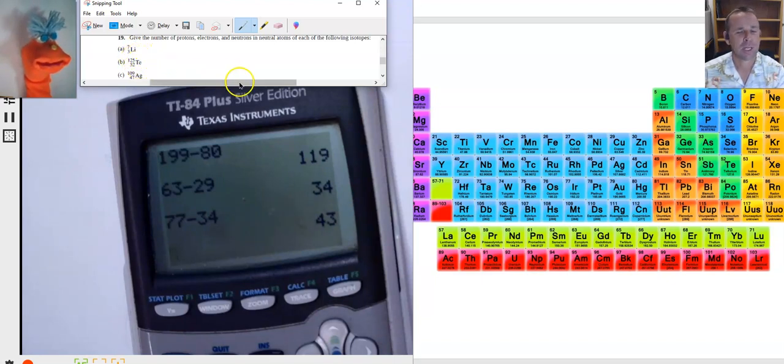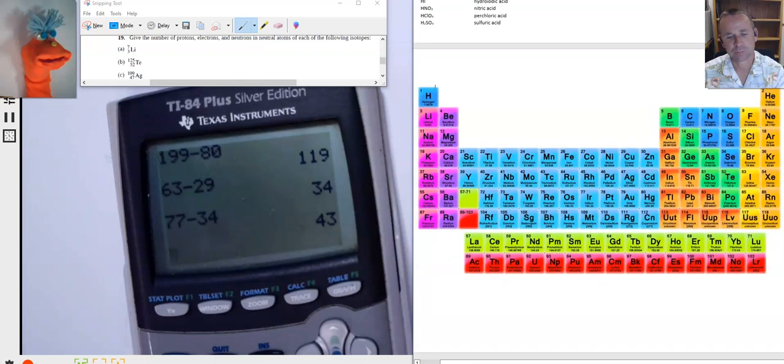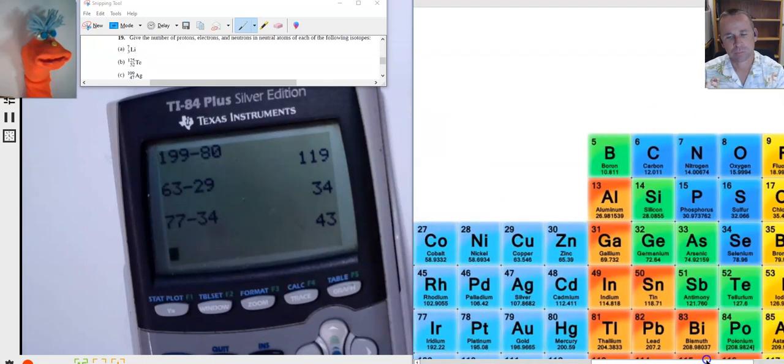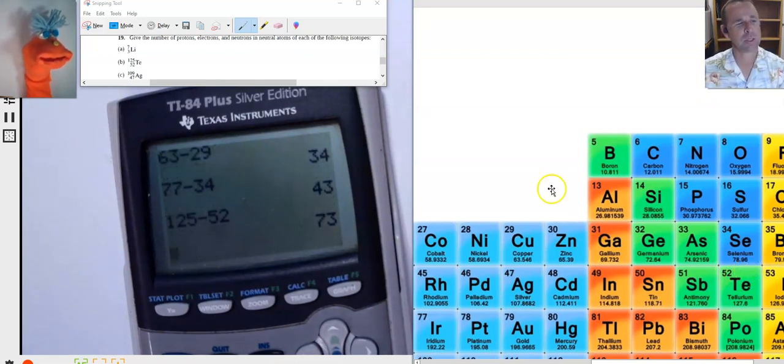TE, what's that? Is that tellurium? Let's see if we can find it on here. There it is, tellurium. Okay. Fifty-two protons, 52 electrons, 125 minus the 52 is the number of neutrons, 73 neutrons.